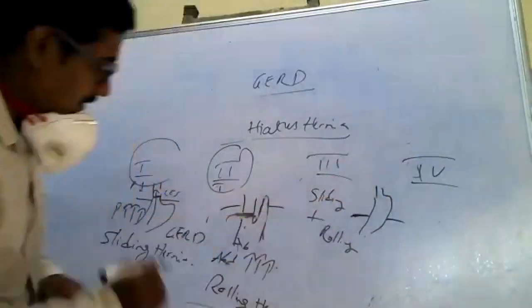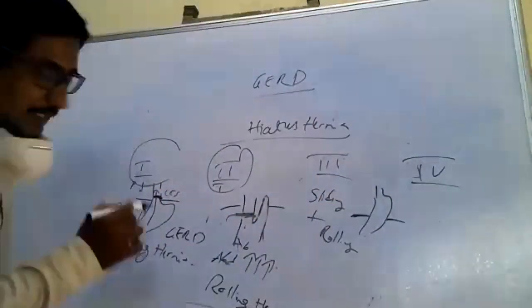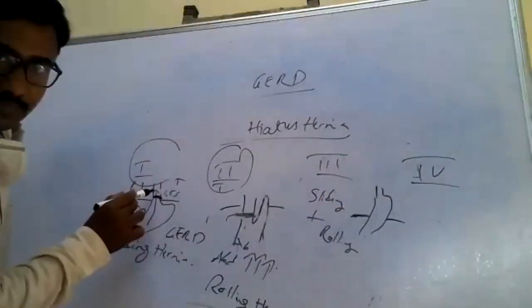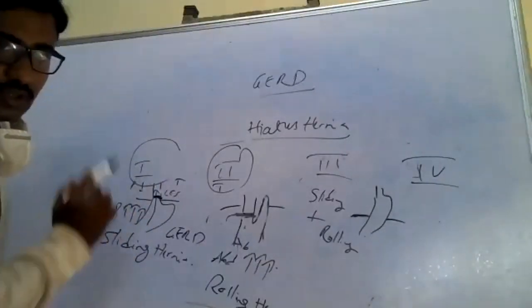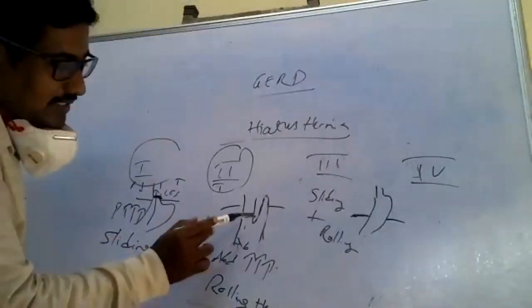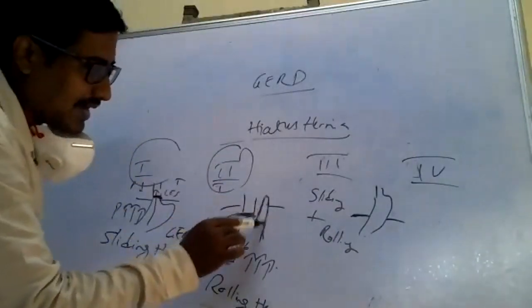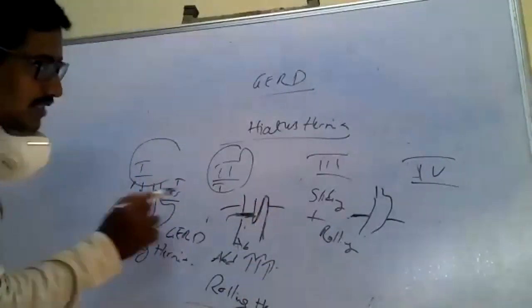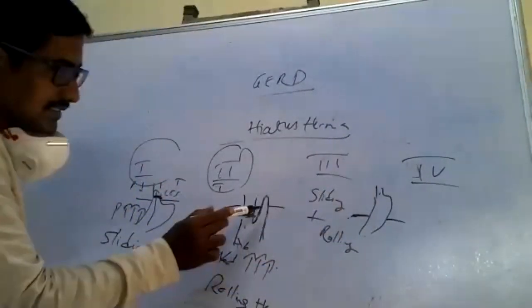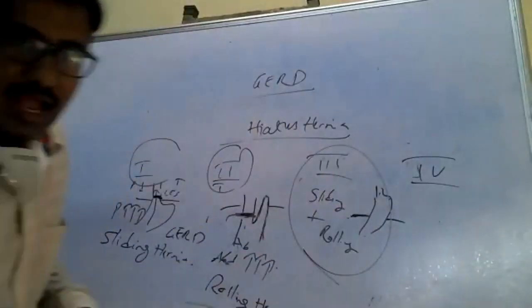That means we are mixing type 1. Type 1 means only the lower esophageal sphincter is entering into the thorax, causing GERD, because abdominal pressure is high compared to intrathoracic pressure. Type 2 is where the lower esophageal sphincter is present in the abdomen only. It is not present in the thorax, but the stomach herniates into the thorax. Type 3, I am mixing both of these. That means the lower esophageal sphincter is above, and the stomach fundus is also above. This is called mixed type of hiatus hernia.